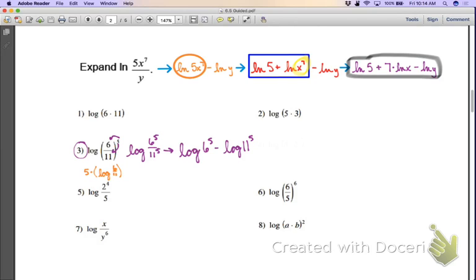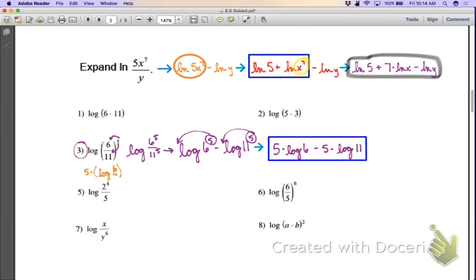Now from here, this is where I would take each 5 and put it out in front of each part, so that I have 5 times log of 6 minus 5 times log of 11 to get my final answer here. This is completely expanded. If you want to go the route in orange, that's completely fine. I have no issue in that.